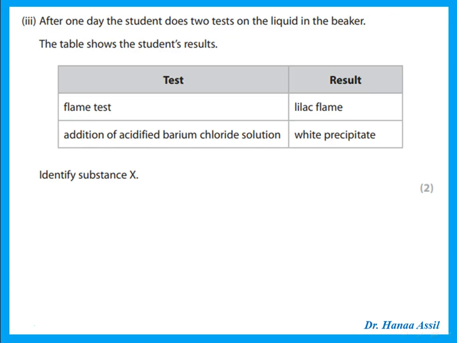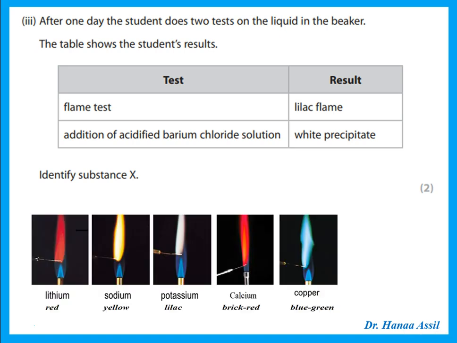After 1 day, the student does 2 tests on the liquid in the beaker. The table shows the student's results. So he did a flame test and he got lilac flame. Which substance gives lilac flame? I'm going to remind you that these are the substances you're supposed to know. Lithium gives red. Sodium gives yellow. Which one gives lilac? Potassium.